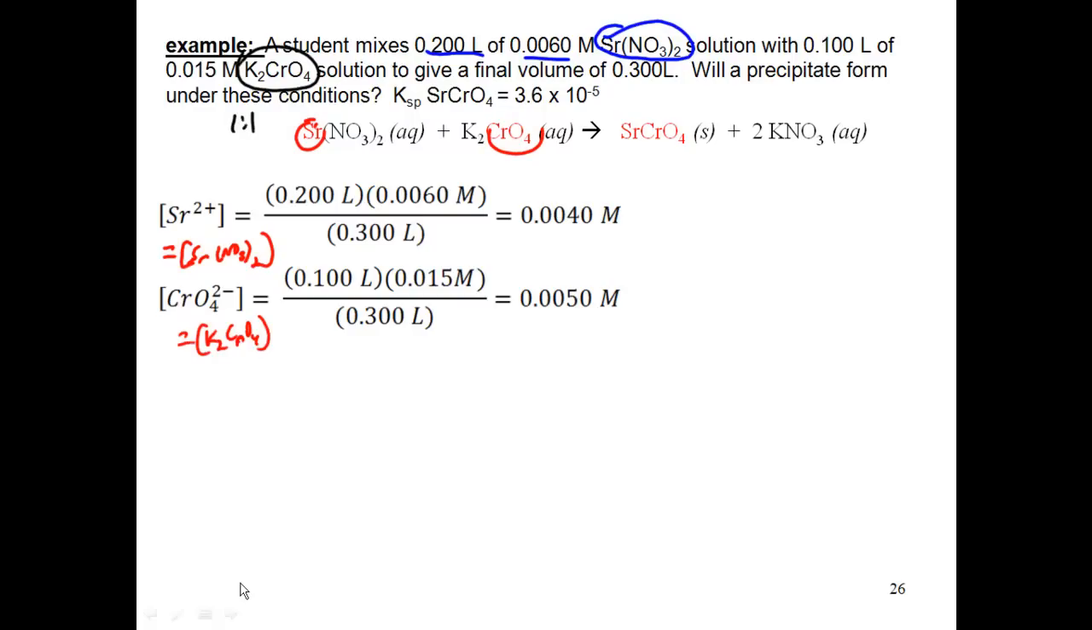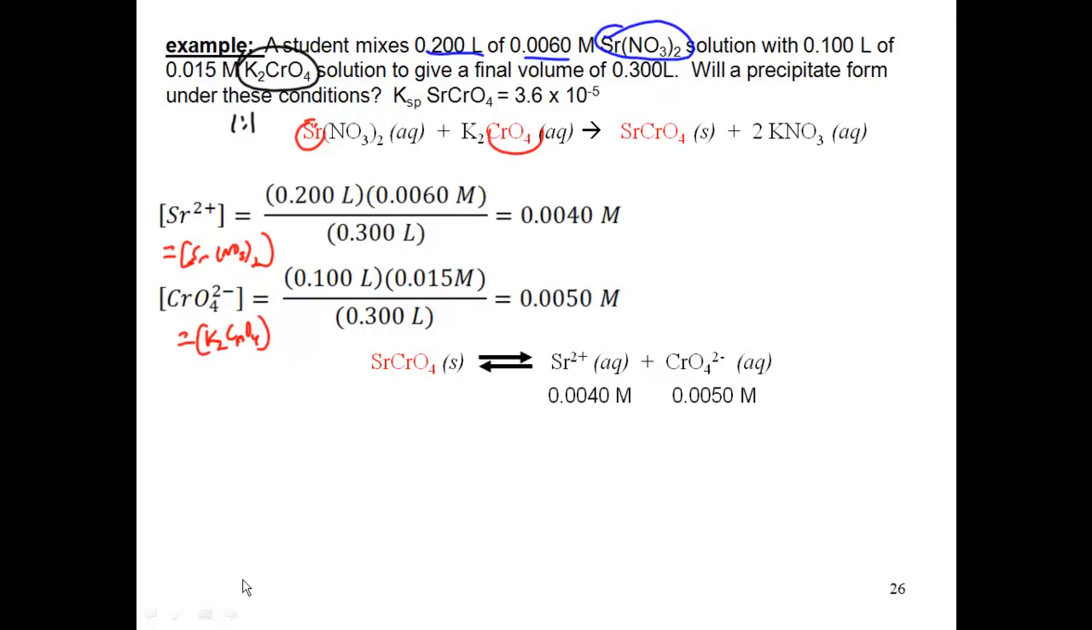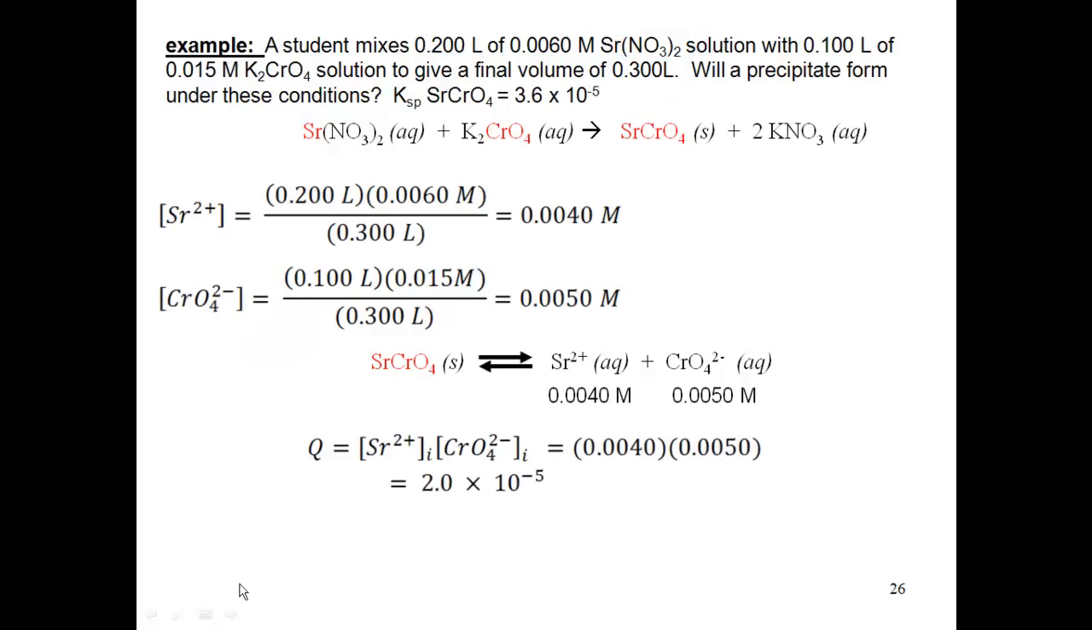So I'll now write my reaction of that insoluble salt. Strontium chromate breaks up into strontium ions and chromate ions. I was given the concentrations in that by calculating it. So I got 0.004 molarity of strontium and 0.005 molarity of my chromate. Write my Q expression, which is Q equal to strontium 2+ to the first power times chromate to the first power, equal to 0.0040 times 0.0050, which gets me 2.0 times 10 to the negative fifth.